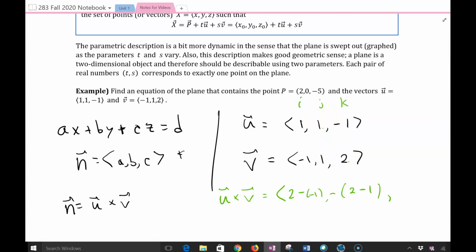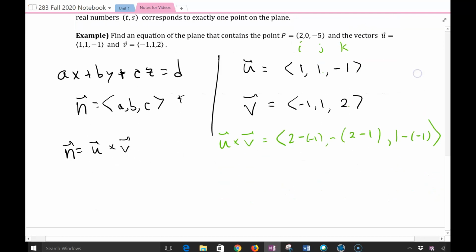Doing that, what do we end up with? We end up with 1 minus negative 1. Simplifying that, what is the normal vector we're going to use? It's the cross product of u and v. Simplifying these components, we get 2 minus negative 1, which is 3. The opposite of what we get here, 2 minus 1 is 1, so we get negative 1 as the middle component, and then 1 minus negative 1 is positive 2.